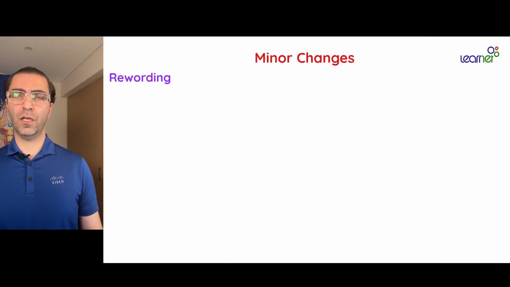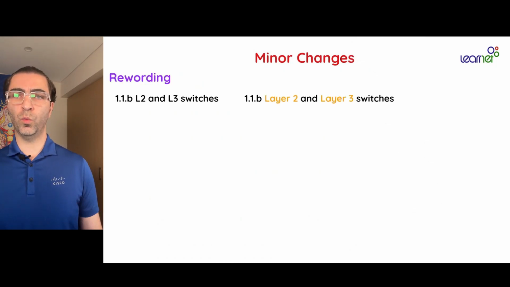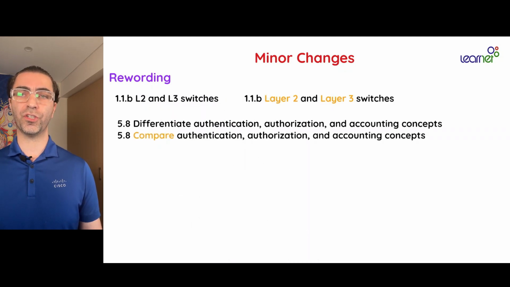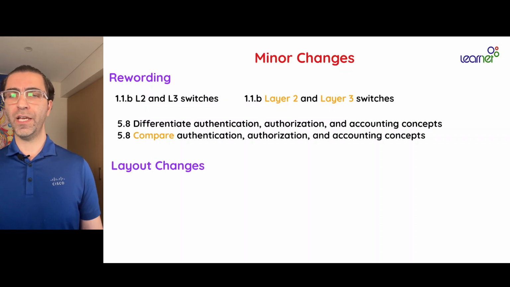For rewordings, a couple of examples are 1.1b. Instead of L2 and L3 switches, they mentioned layer 2 and layer 3 switches, which is the same thing. Or for 5.8, instead of differentiate, they mentioned compare. Same thing, different wording.